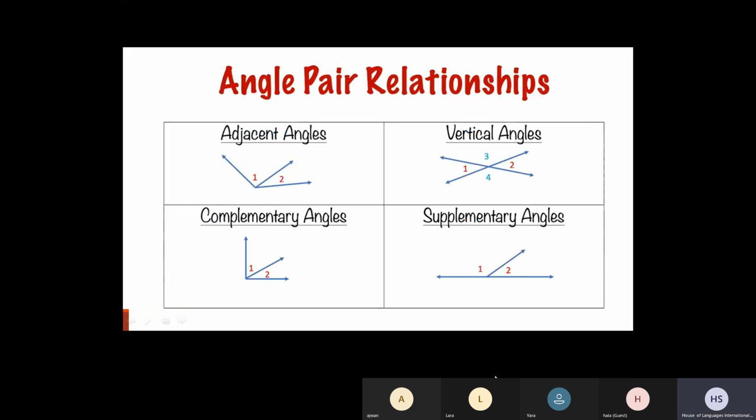Now, let's repeat them. Vertical, like angle 1 and angle 2 are equal. Angle 3 and angle 4 are equal. These are what? Vertical angles. Supplementary angles, like 1 and 2, have a summation of what? 180. Complementary, they have a summation of what? 90. Adjacent.